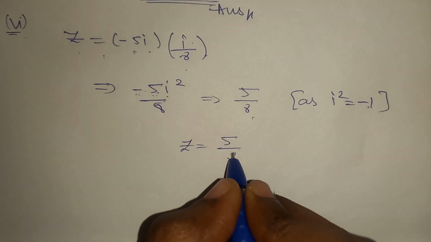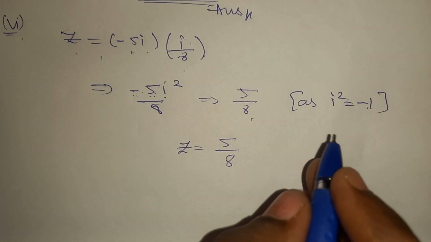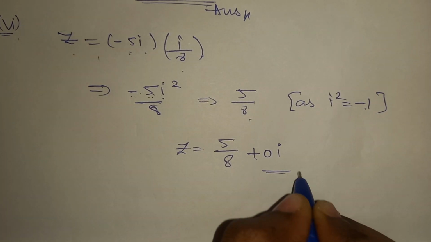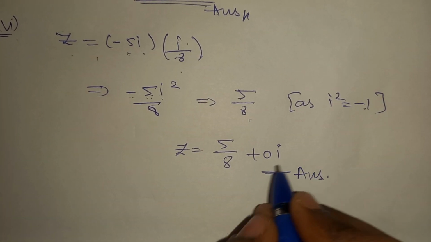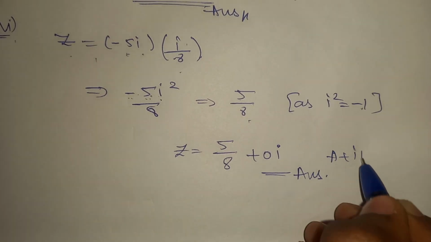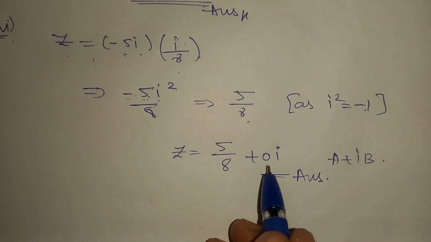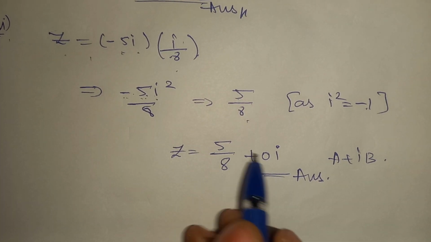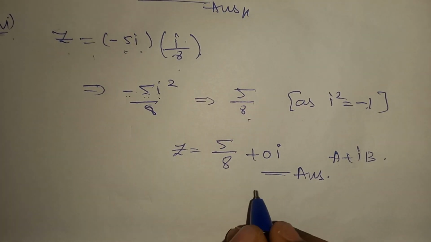This is the real part. We don't have any imaginary part, so we'll consider it to be 0. Plus 0i is the answer. We are writing it as 0i because we need to write the answer in the a plus ib form. That's the reason we are writing here 5 by 8 plus 0i, where a is nothing but 5 by 8, b is nothing but 0.